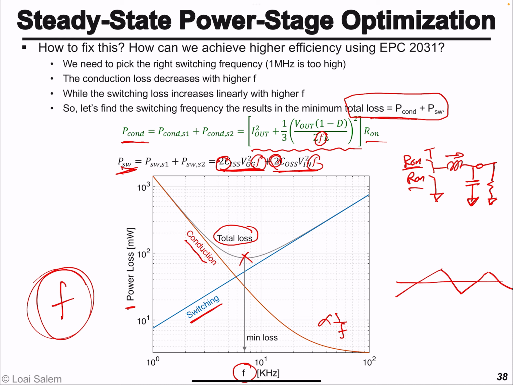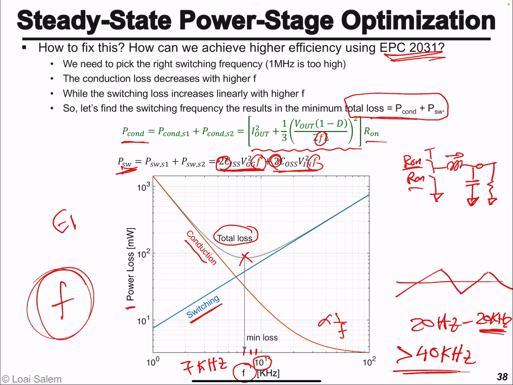But as you can see here, this is 10 kilohertz. So the optimal for the APC 2031 is 7 kilohertz. Well, our audible range is from 20 hertz to 20 kilohertz. You don't want to build a power supply or a circuit that basically rings beside the user, right? That can hear it ringing, right? So you want to make your switching frequency always above 40 kilohertz, so that you are far away from the audible range.